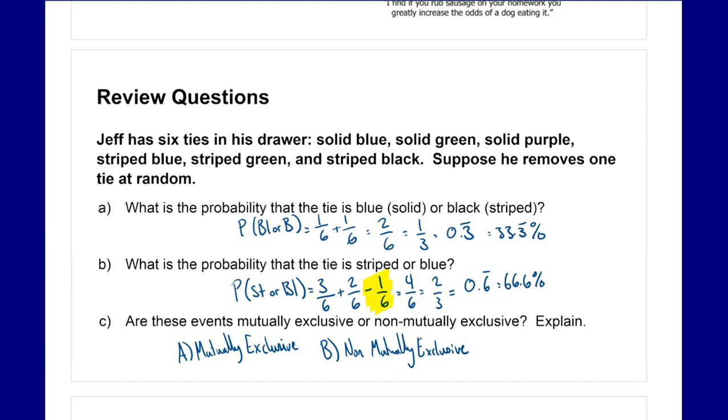Now, are these events mutually exclusive or non-mutually exclusive? A is mutually exclusive. The two events are separate, they don't overlap. There isn't a blue tie that is also black, or there isn't a solid blue tie that is also considered a black striped tie. For part B, it's non-mutually exclusive because there is overlap. You do have a single tie or event or outcome that is both striped and blue. So we did have to remove that overlap, which means it was non-mutually exclusive.